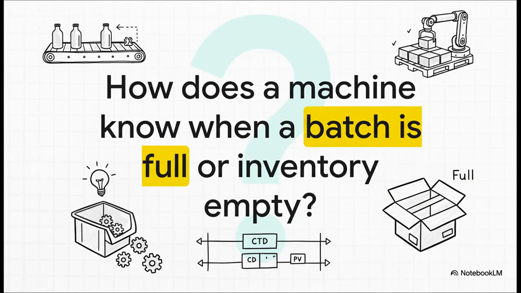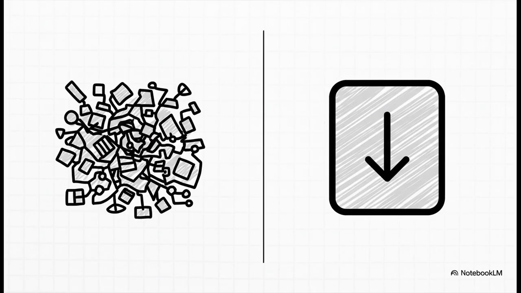Just picture a busy factory. You've got products flying down conveyor belts, robotic arms packing boxes. It's organized chaos. But how does the system keep track of it all? How does it know when exactly 12 items are in a carton, or when a parts bin has run completely empty? You might think it's some kind of super complex AI, but nope.